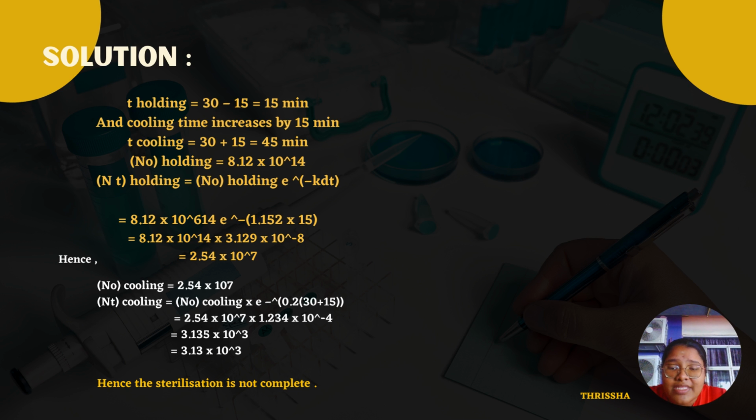Thus, we know that the sterilization is not complete. This is how we solve this sterilization question with functions. The independent variable is time. The dependent variable is NT cooling or NT holding. This is how functions help us solve problems, by substituting one equation to get the product of another.